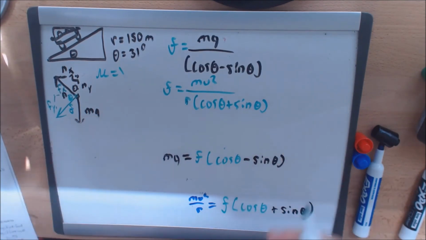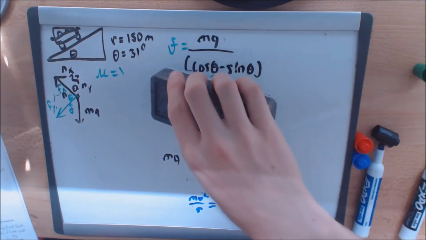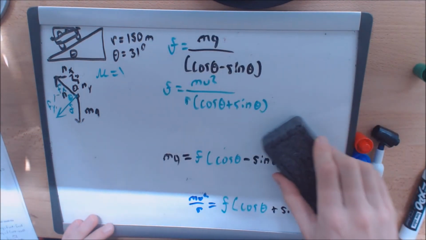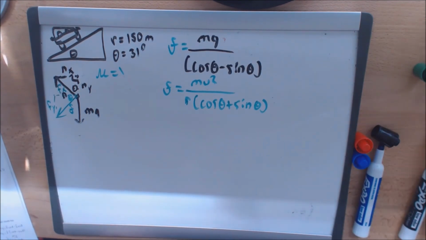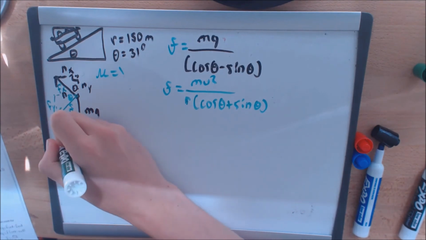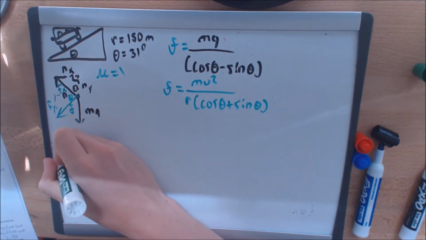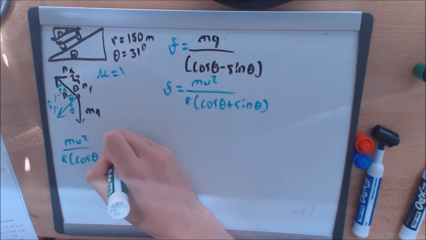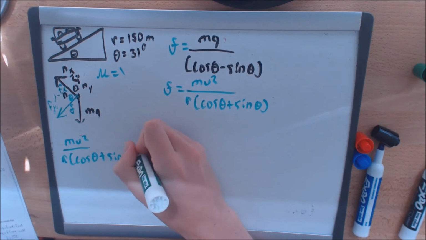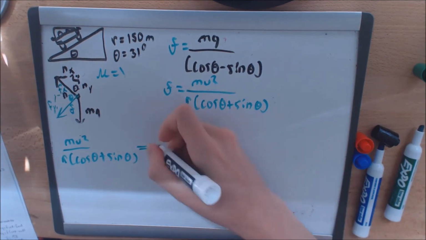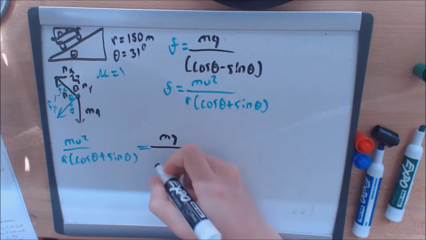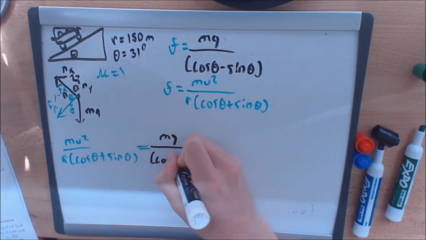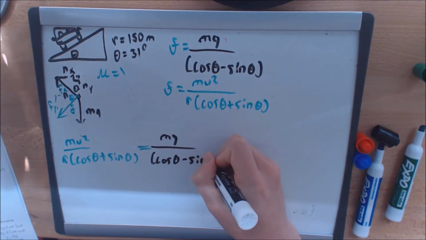So now we have two equations for F, and we can substitute one into the other. We can say that mv squared over r times cosine theta plus sine theta equals mg over cosine theta minus sine theta.